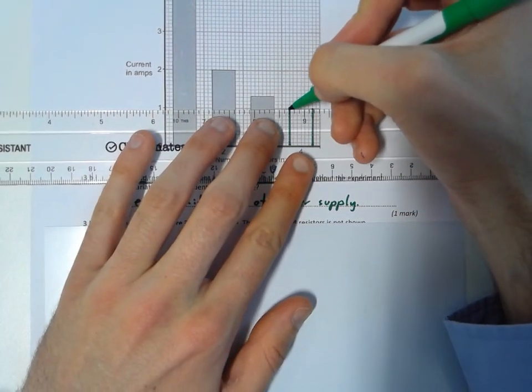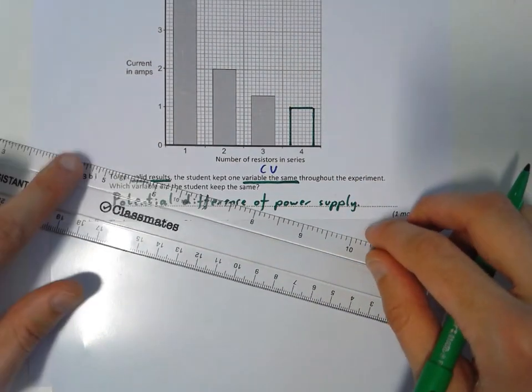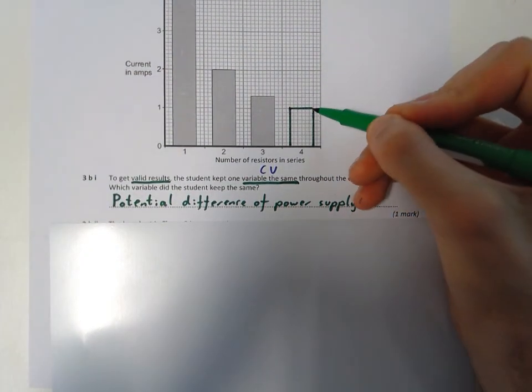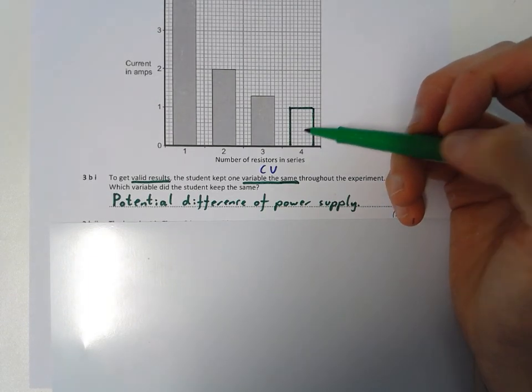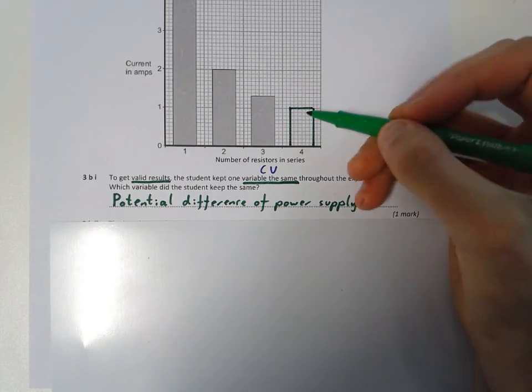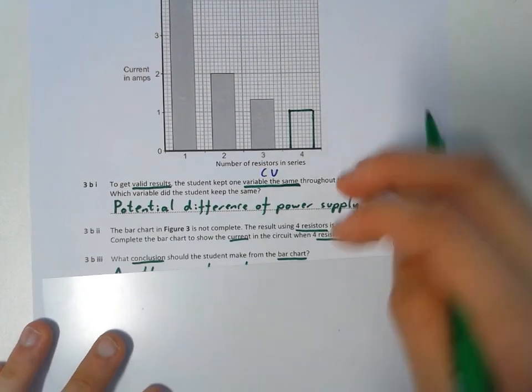It doesn't matter too much how thick the bars are. Of course, if you want to be nice and neat, you'd make it the same width as the other bars. However, you don't get any marks for that. 2 marks for getting that correct. If you just have a bar less than 1, you can still get 1 mark. If you've got a bar exactly on 1, you get 2 marks for that question.